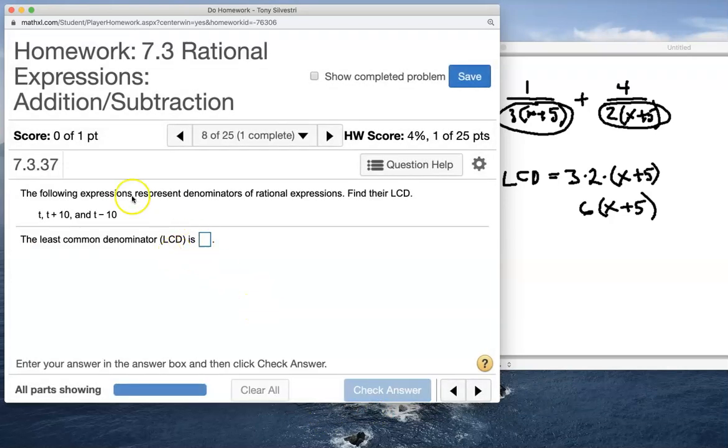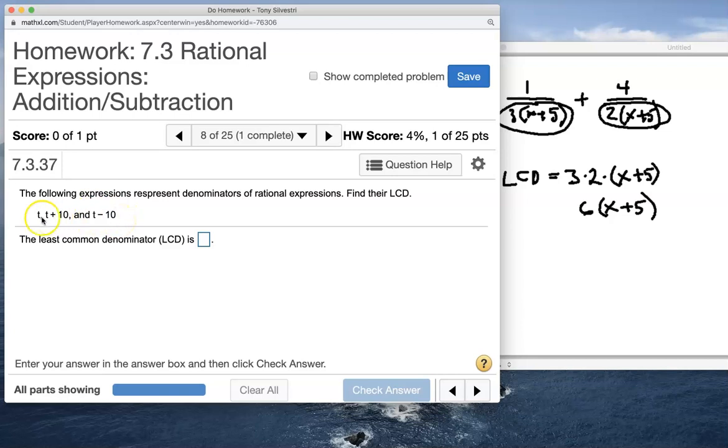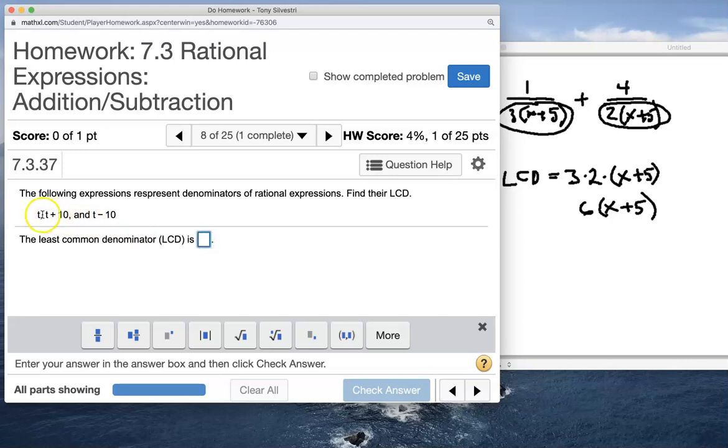What's the next one? The following expressions represent denominators of rational expressions. Find the lowest common denominator. All these denominators have to be factored. Well, you can't factor t. T is what it is. That's a bundle. There's not much you can do there. And t minus 10 is a bundle. So they're all basically factors in themselves. You always have to list every factor you see listed once, highest power. Well, I see a t.